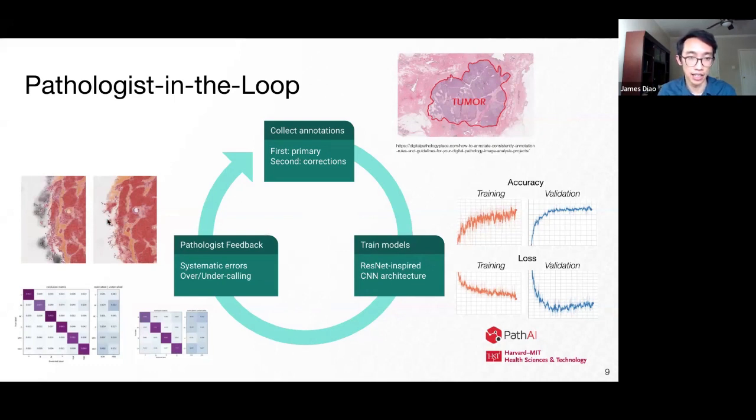Or, near the edge of the tissue, there's decreased confidence in being able to assign cancer epithelium versus stroma. So we find where the model is getting most confused, where things are being undercalled or overcalled, and we look at the confusion matrices and the false positive and false negative rates to handle that.